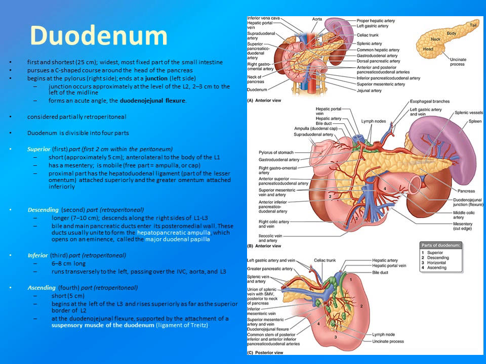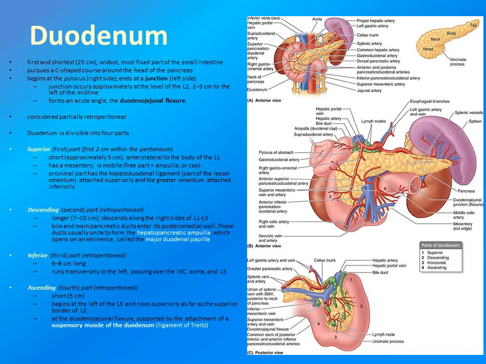So the first region is the superior region, and it is short and it is within the peritoneum. It has a mesentery that's mobile, so this is the free part, or the ampulla or cap. It has a proximal part that has the hepatoduodenal ligament, which is part of the lesser omentum, and the greater omentum also attaches inferiorly.